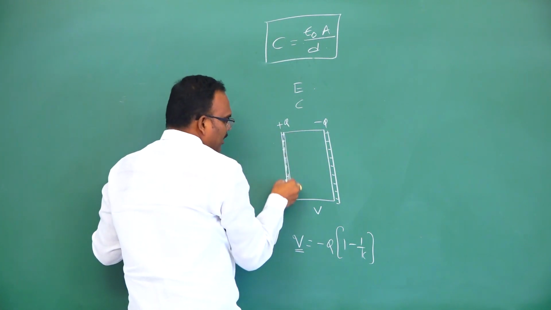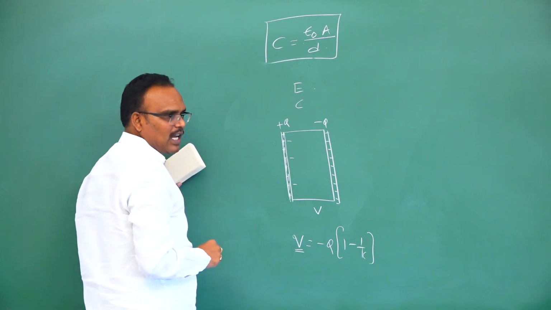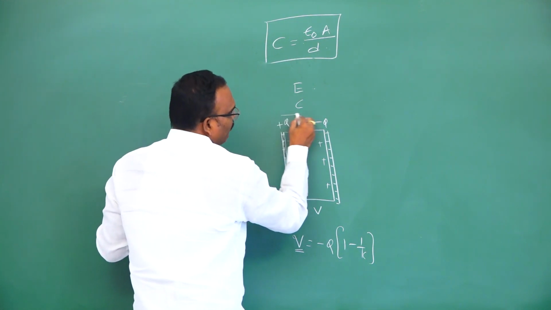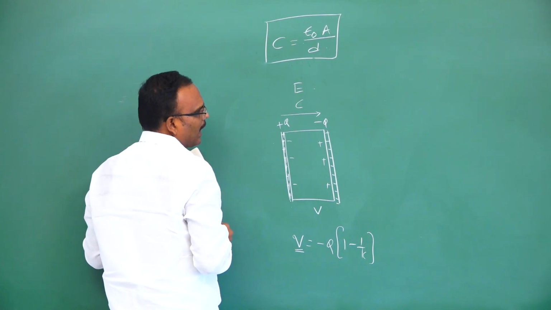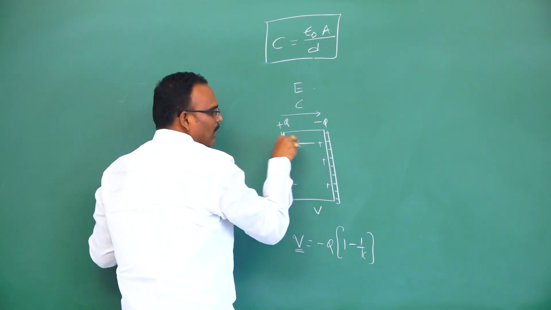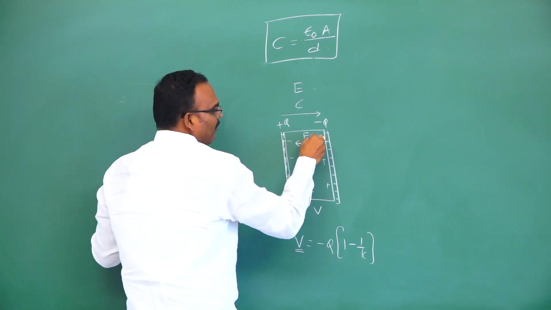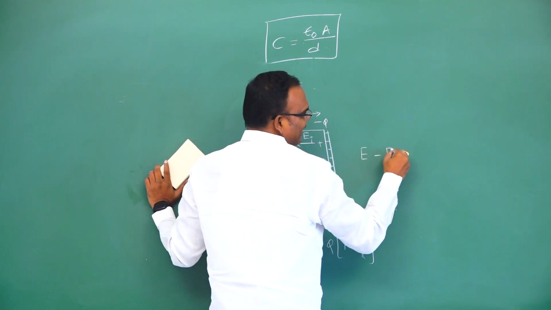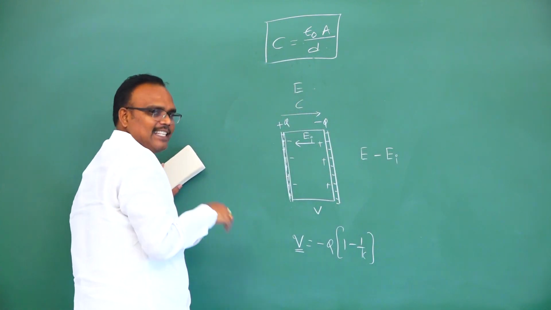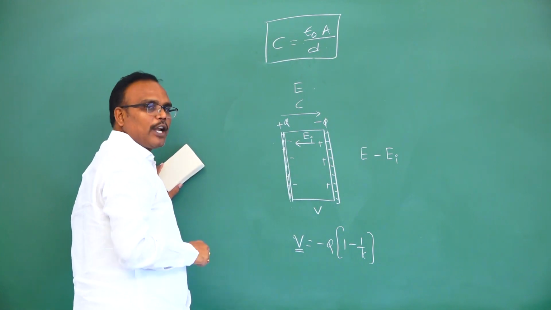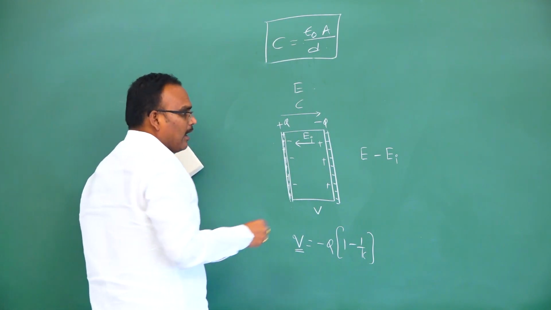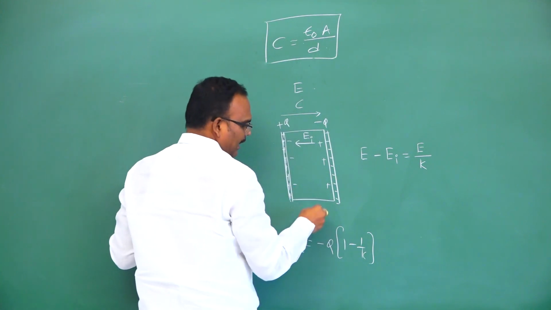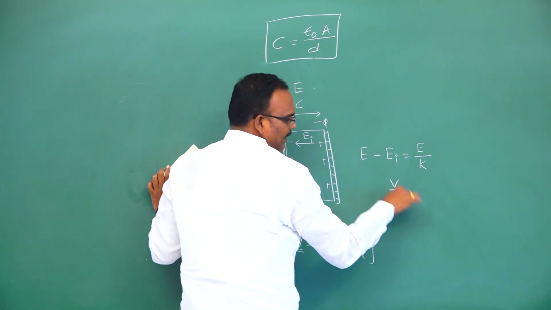For example, this positive plate induces negative charge. A small amount of negative charge is induced. The negative plate induces a small amount of positive charge. Here the electric field is from the positive plate to the negative plate. But now inside the dielectric, the electric field will be in the opposite direction. This is the induced electric field. That means the net electric field now is E minus E I. Electric field decreases, which means potential also decreases. The net field will become E by K. Similarly, potential becomes V by K.